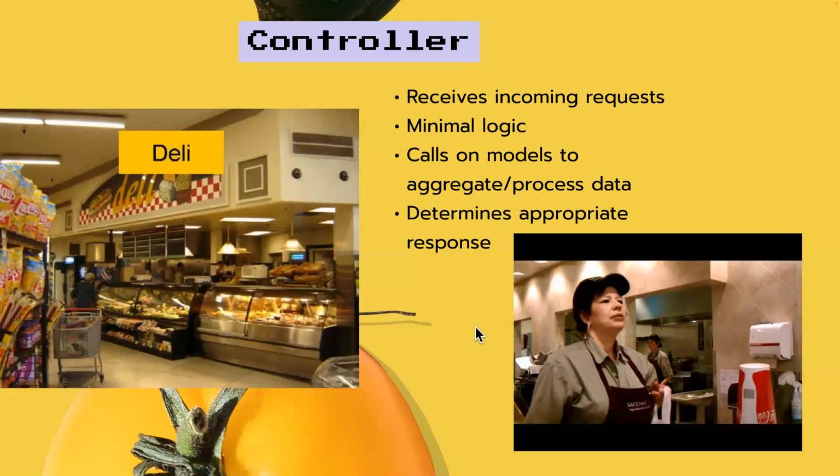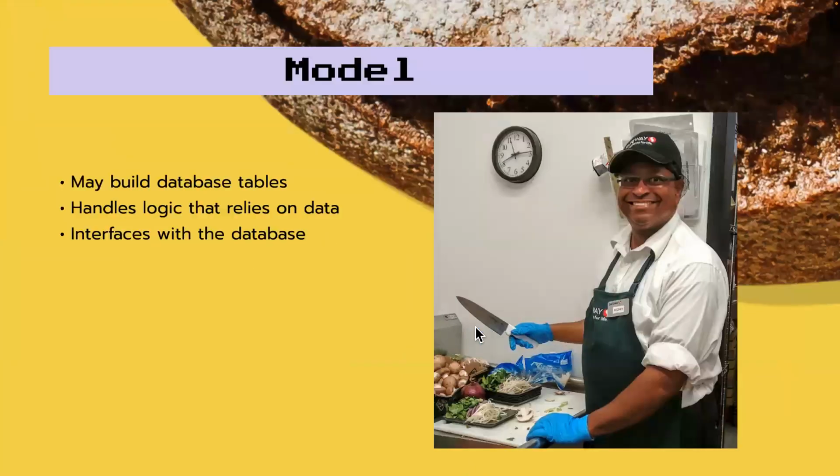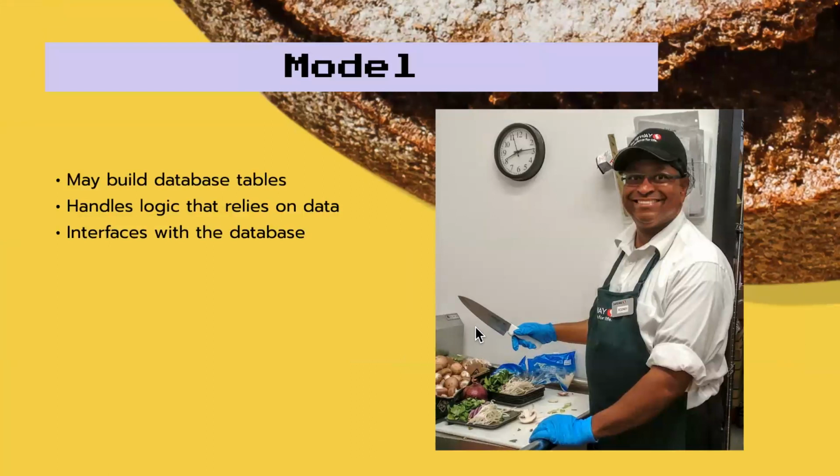And this is going to lead us to our next person in our analogy, and we'll go over them and how they relate to each other again. All right, the next person in our example is the model. The model works in the back.